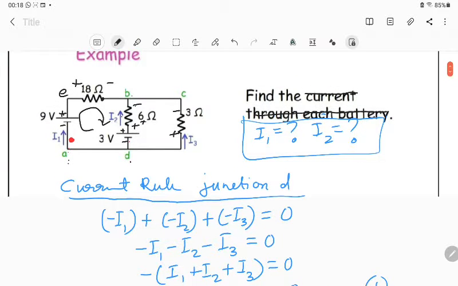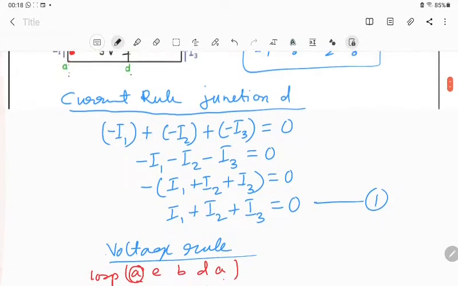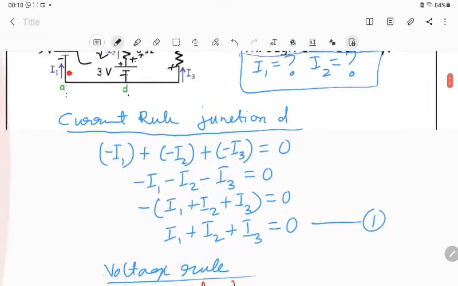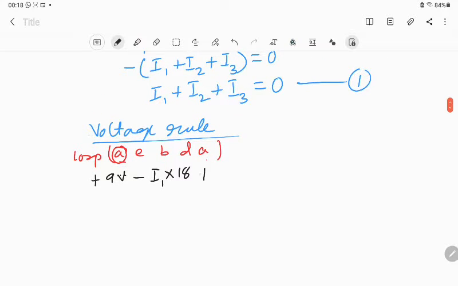So we convert this resistance into voltage. V equal to IR. How much current is flowing here? It is I1 current. And R is 18 ohm. So minus I1 into 18. Now from B to this side, from negative to positive, the ending is positive, so it will be plus.